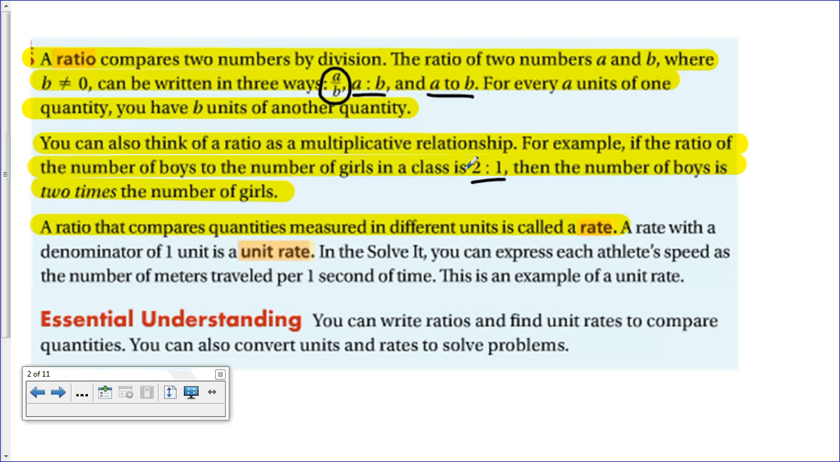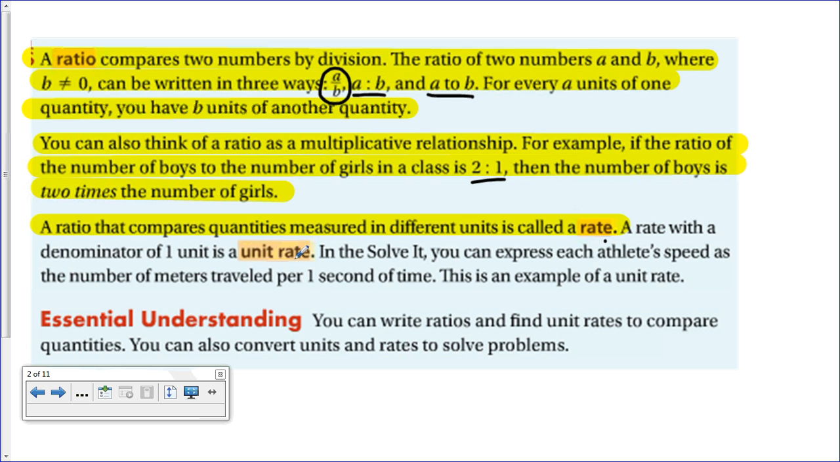Now, your ratios aren't always written like 2 to 1. They don't always have a 1 in them. But when they do, they're called a unit rate. And a unit rate a lot of times is used when you want to compare quantities of different units. So a ratio that compares quantities measured in different units is called a rate. And many times those rates are written as a unit rate.